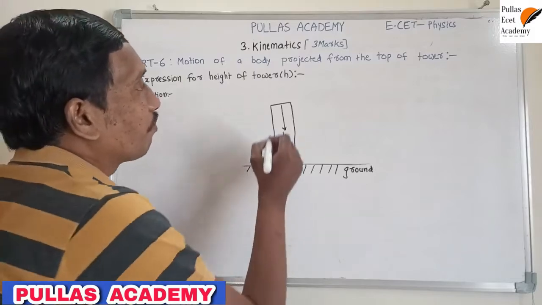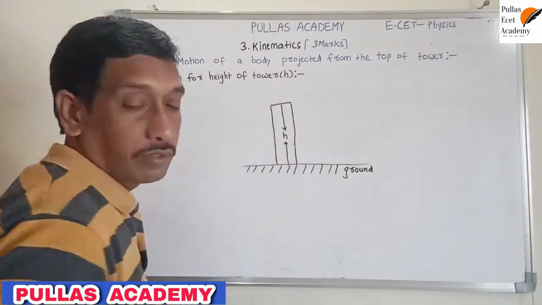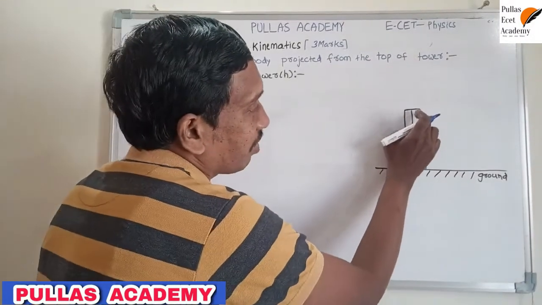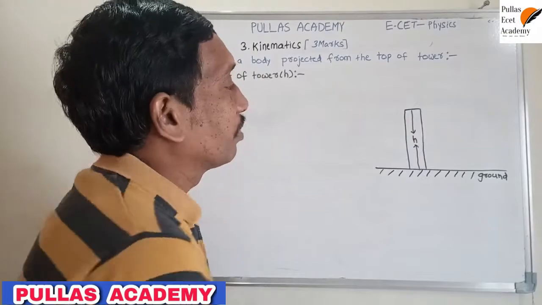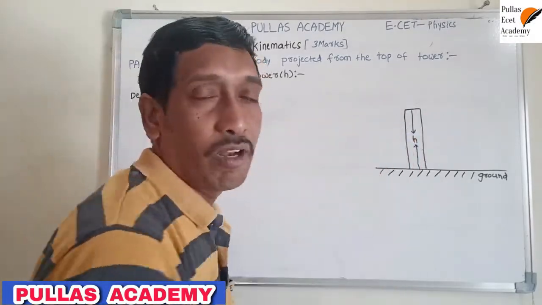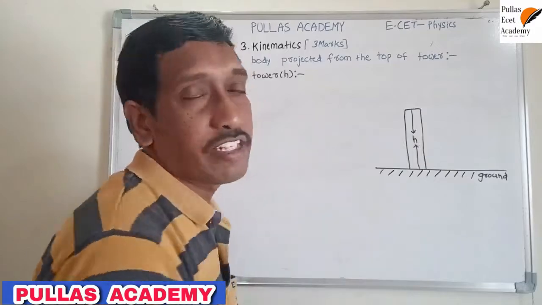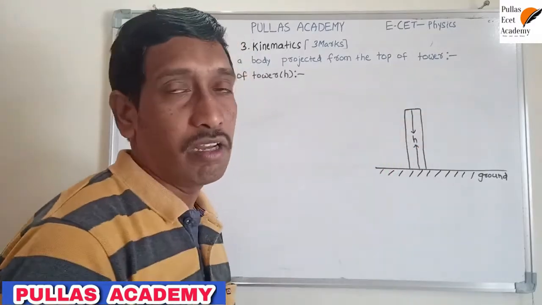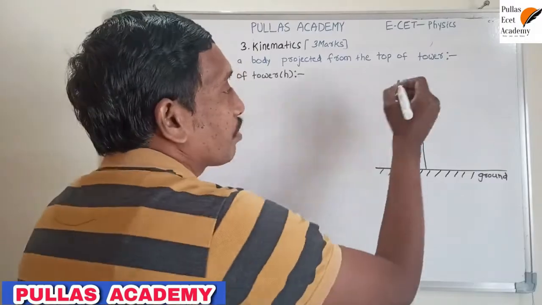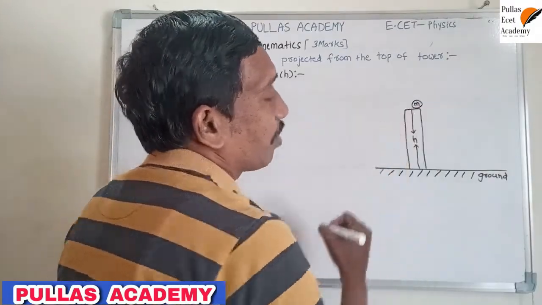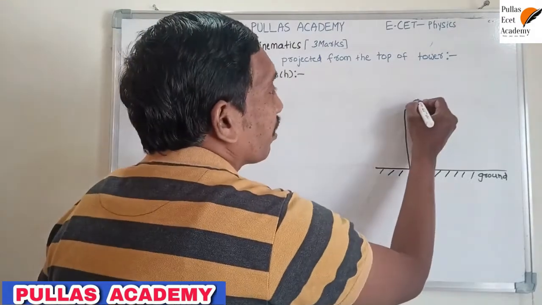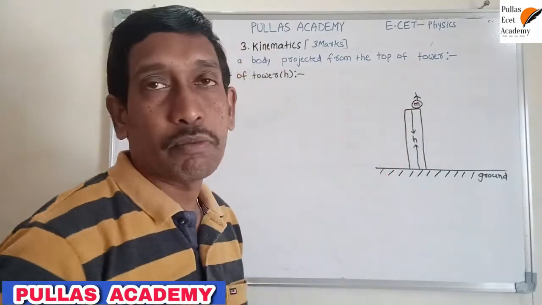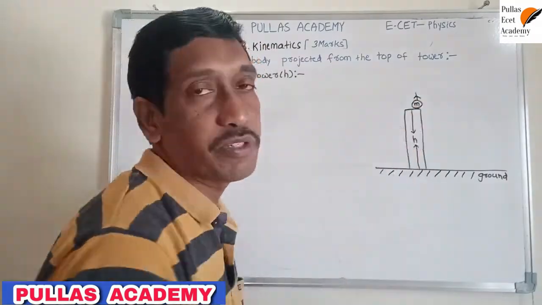Clear? Right. So when you project one body, now we are going to construct the expression. This is called a tower. I consider the height of this tower is small h. Now we need to construct the expression for the height of this tower. This is a very important concept. Suppose you consider one body of mass m, and this body is projected upwards from the top of the tower.